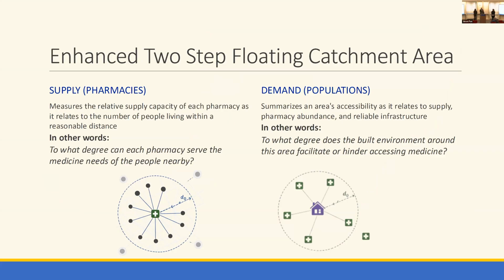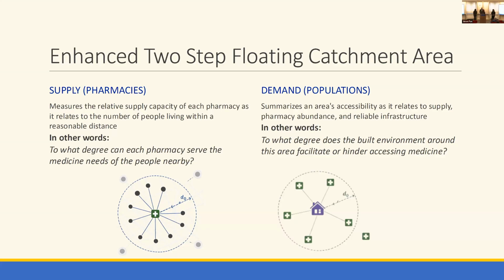So to measure pharmacy access and put a number to it, we use the enhanced two-step floating catchment area method. It's a spatial gravity model that's commonly used in measuring healthcare accessibility, originally developed for measuring primary access, but has been expanded to other fields. And what's happening here is that it's basically measuring the interaction between supply and demand. Supply is our pharmacies, and demand is our populations.